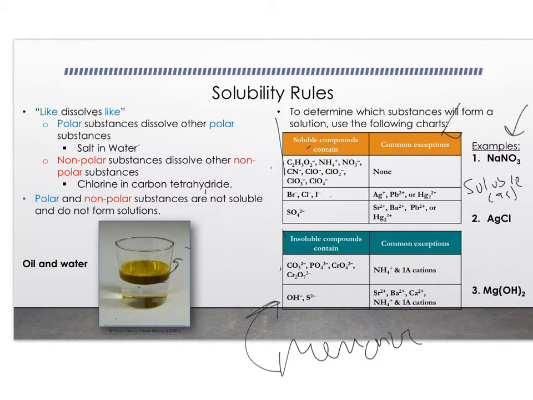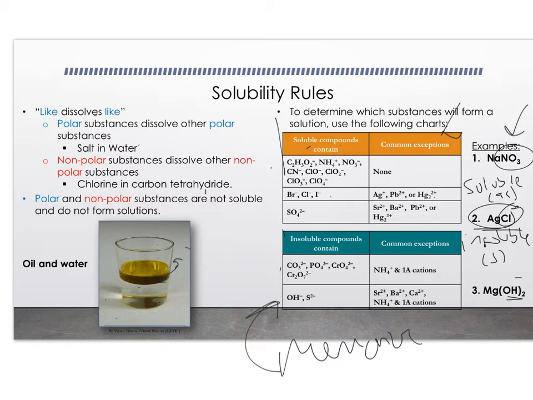Then your next example that we have is AgCl. So I'm going to look for the anion. You always look for the anion, guys. Chlorine is in the soluble section here, but there are 3 exceptions: if it's bonded with a silver, lead, or mercury. In this case, chlorine is bonded to the exception, so the soluble substance will turn insoluble and it will completely stay solid. And then we have our last example, Mg(OH)2.